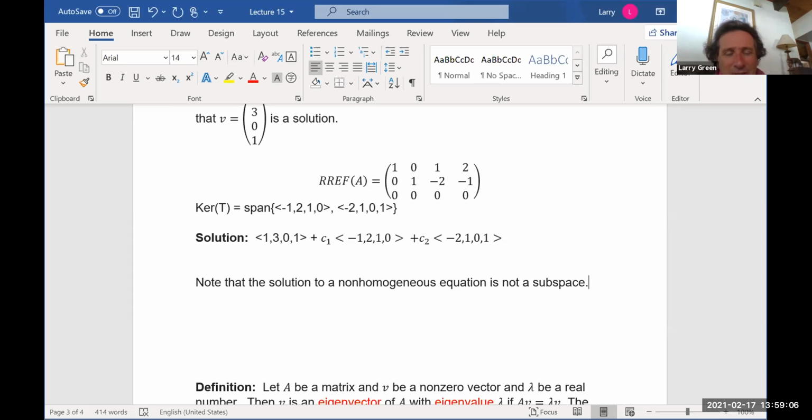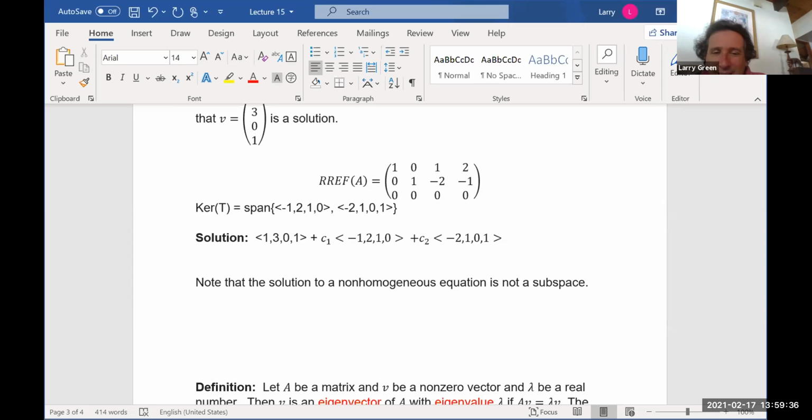It's hard for me to explain why you care about this. You really care about this for next quarter, when you do differential equations. You're going to have non-homogeneous differential equations, and you're going to solve them with matrices, and this is how you're going to do it. That's all I can tell you. I can't say much more than that. But do you believe me? Hopefully you do.